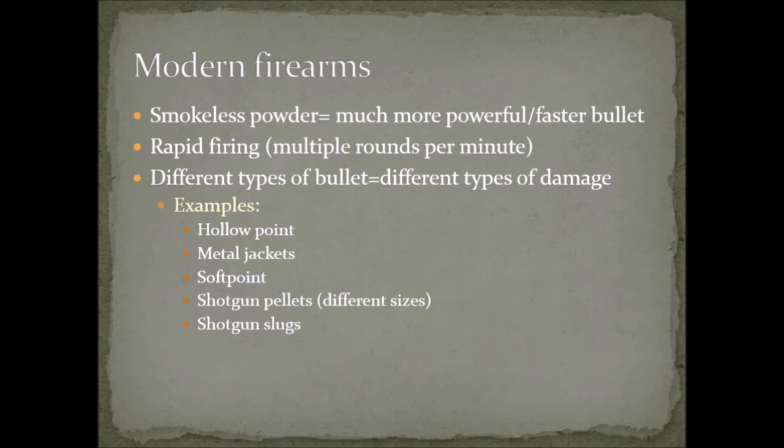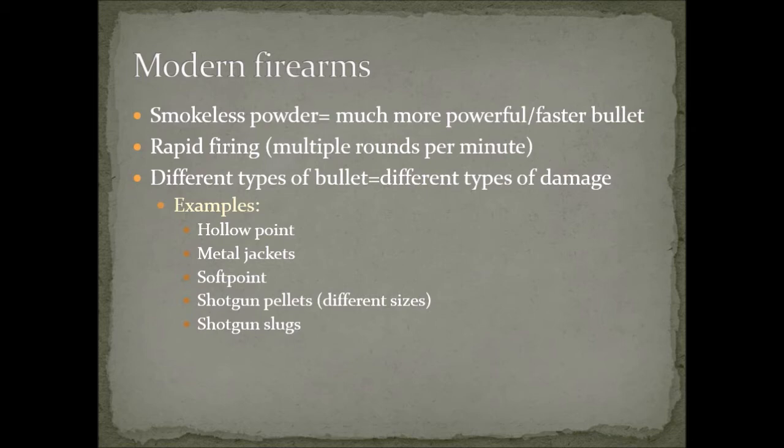Different types of bullets equal different types of damage. Hollow point, metal jacket, soft point, shotgun pellets of different sizes, and shotgun slugs. These are different projectiles. These are different bullets. And I'll explain what the difference is with the different parts of the bullet. They do different things and they're designed for different things.